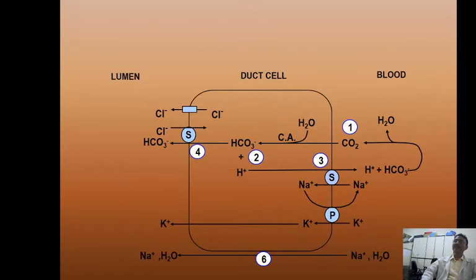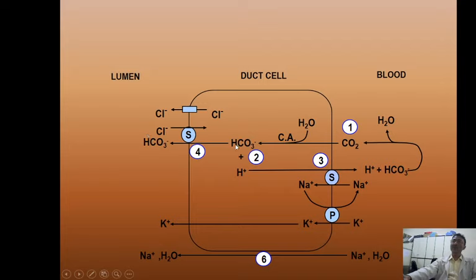The same thing is being shown here. Here you will find that there is a ductal cell. This is the lumen, which holds the pancreatic juice, which is the pancreatic duct. Here on one side you have got the blood. So here you will see that carbon dioxide and water is there, bicarbonate is here. So you will find that the bicarbonate is moving out, chloride is moving in.